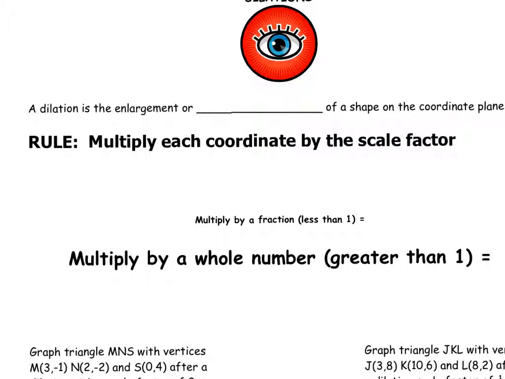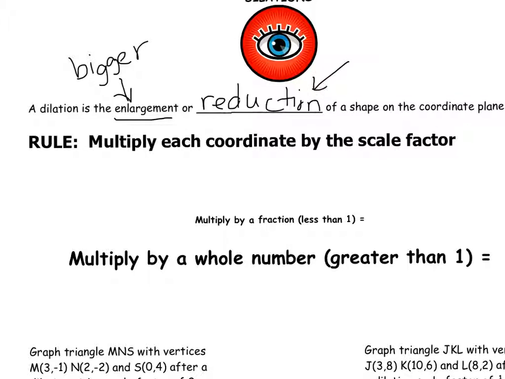Today we'll be discussing dilations, and dilations are another type of transformation that you can perform on polygons on a coordinate plane. So a dilation is the enlargement or reduction of a shape on the coordinate plane. And remember, enlargement means the shape is going to get bigger compared to the original, and reduction means it's going to get smaller.